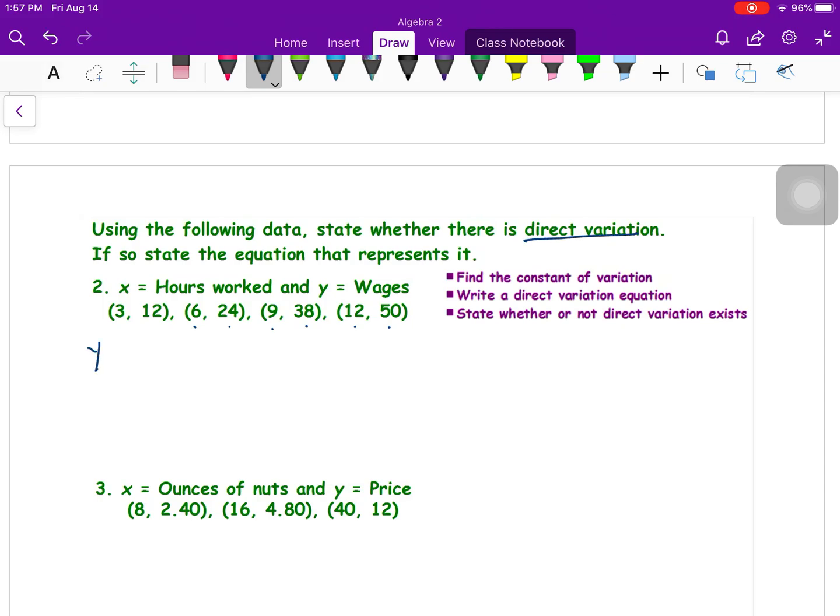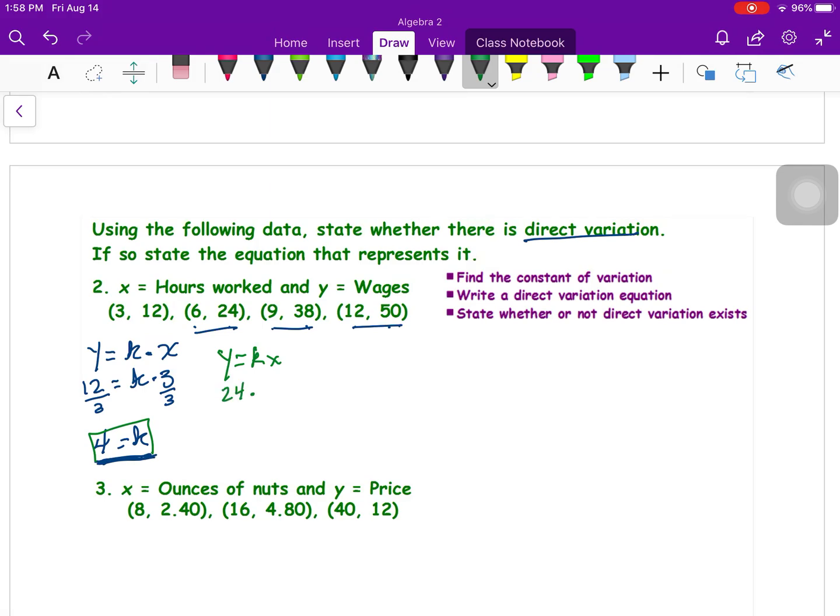So direct variation means y equals k times x. So if I put my y in here and my x in here, if I solve for k, I get k equals 4. For this to be direct variation, k must also be 4 on every other point. So I'm going to test it on all the points. If I test k equals 4, I would have y equals kx. I would have 24 equals, my k was 4, times 6. 24 equals 24. That checks out. 38 equals 4 times 9. 38 equals 36. No, it does not. So this is not direct.